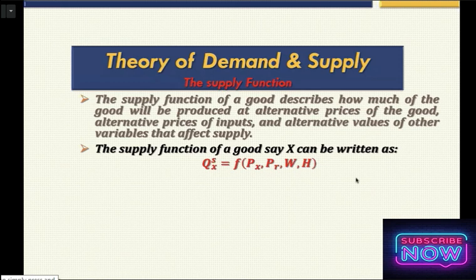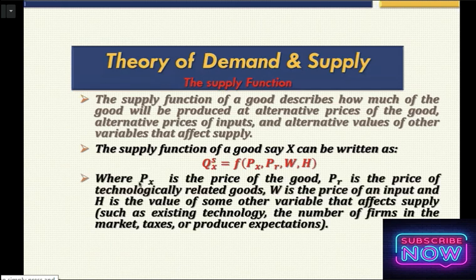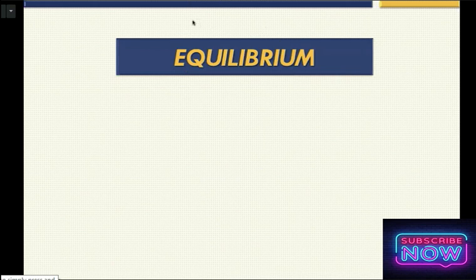But then when you are talking about the function, we are just trying to find out what the other factors are that have the tendency of affecting the quantity that can be supplied of a particular commodity. So for example, here we are saying that PX is the price of good X, PY is the price of other related goods, W is the price of inputs, H is the value of some variables that affect supply, like technology, taxes, and producer expectations. There are many. So the function normally shows the relationship that exists between these conditions and how each of them can affect the quantity that can be put on the market for sale, so far as that particular product is concerned. Okay, so now we come to what we call equilibrium.